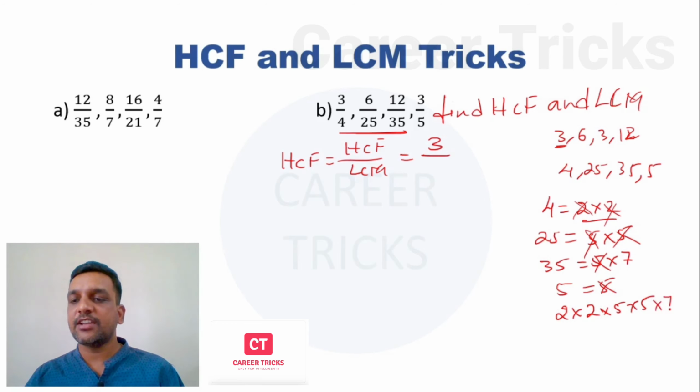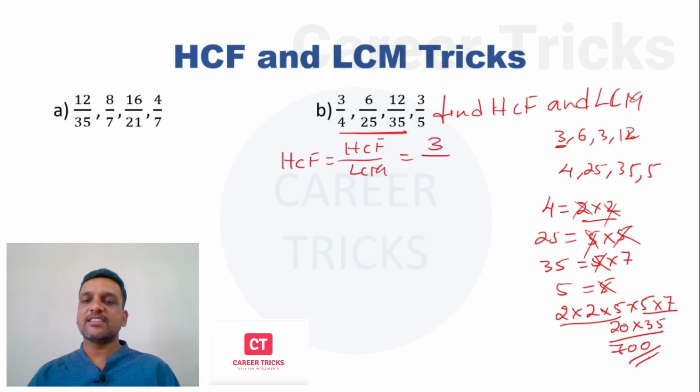7 is remaining. 7 into 7. Now 2 into 2, 4. 4 fives are 20 on one side. After multiplying these 3, 20. These 2 multiplying, 35. After multiplying these 2, what will I get? 700 I will get. 700 is the LCM for this number. If it is not divisible by this number, no. That's why we'll keep it in fractions only.